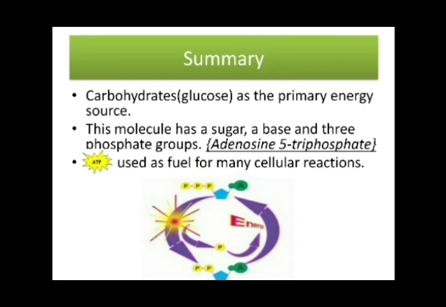Let's discuss the summary of the topic. Glucose is the primary energy source, and it undergoes oxidation and forms the energy molecule, that is ATP. ATP has 1 sugar, a base, and 3 phosphate groups, and it is used for many cellular reactions inside the body.